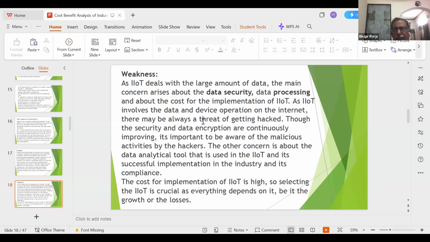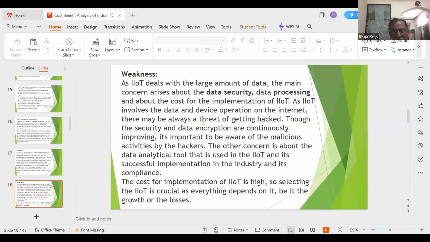The second part is weaknesses. As industrial IoT deals with a large amount of data, the main concern arises about the data security, data processing, and about the cost for implementation of IIoT. As industrial IoT involves the data and device operations on the internet, there may always be a threat of getting hacked.